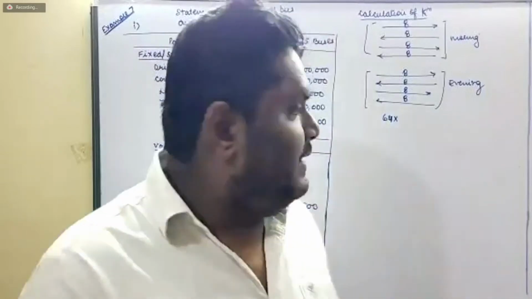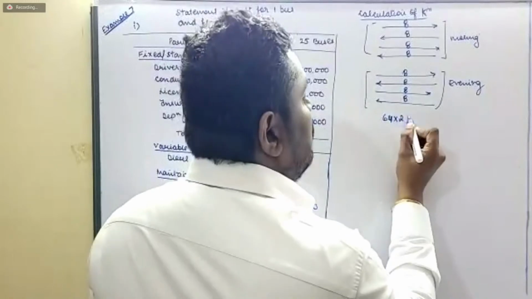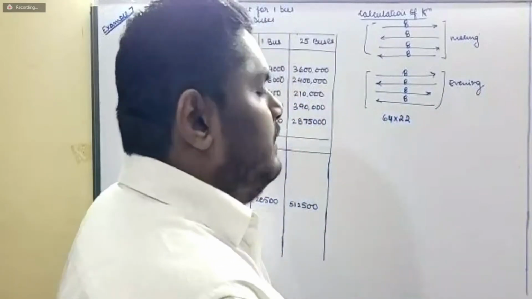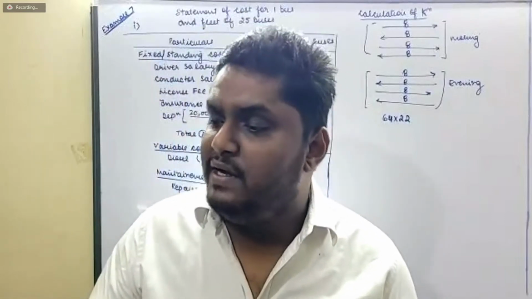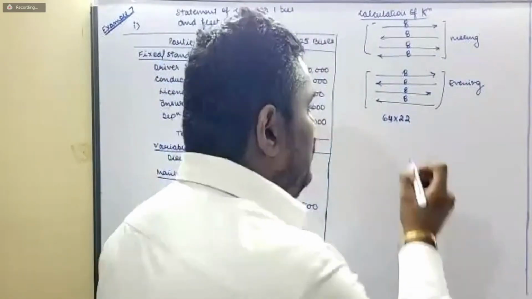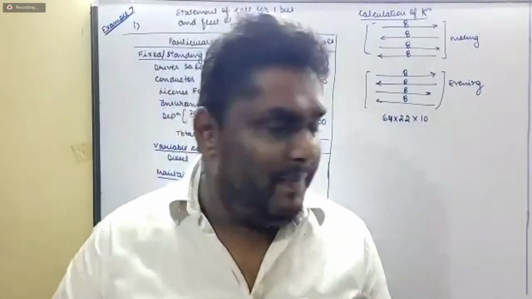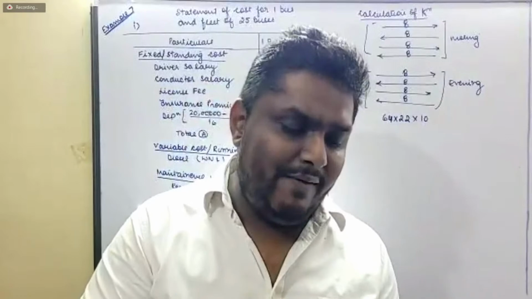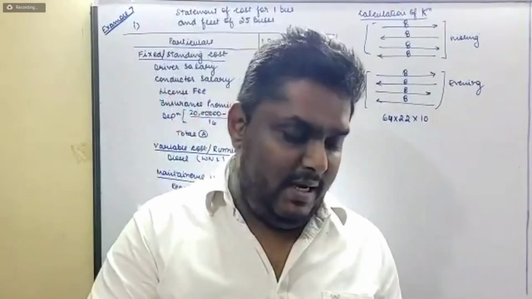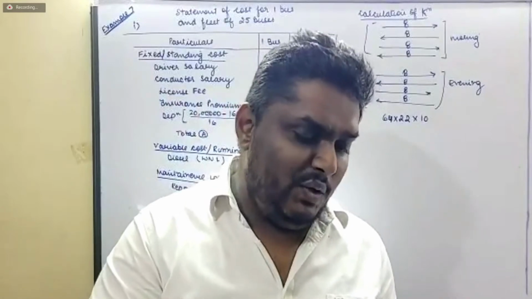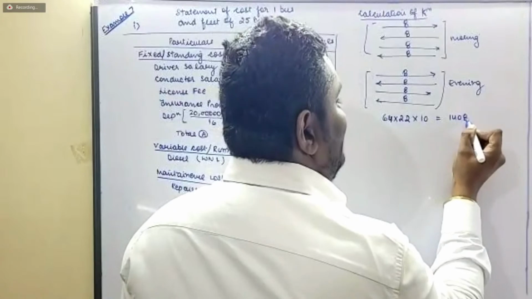Further, it is mentioned that it operates for 22 days in a month. And since it is given in the question that there are vacations in May and June, the bus works only for 10 months in a year. So I repeat again, a bus is traveling for 64 kilometers per day into 22 days in a month into 10 months in a year. So as expected, the correct answer is 14080.